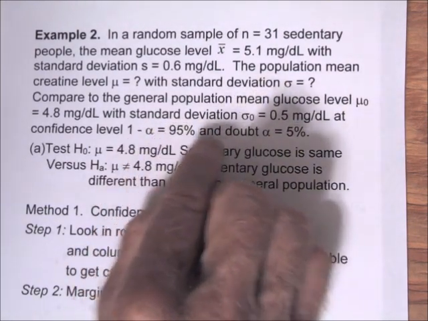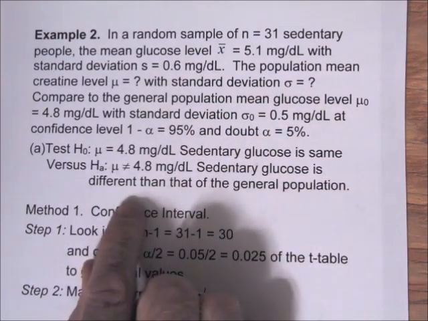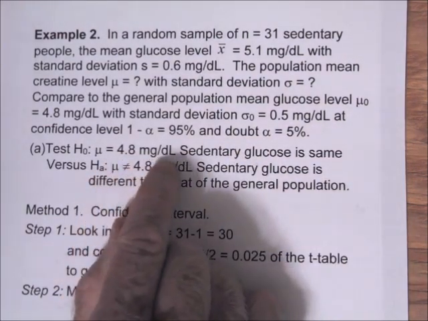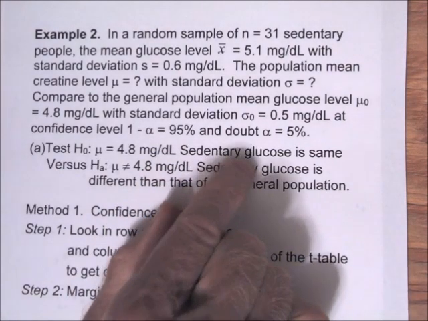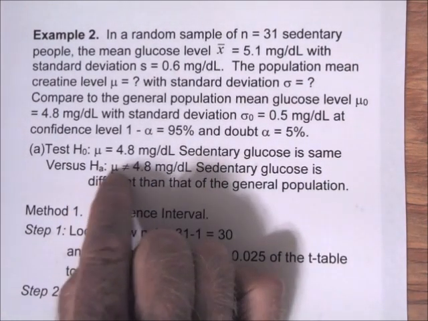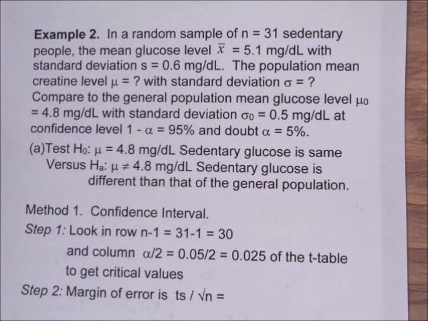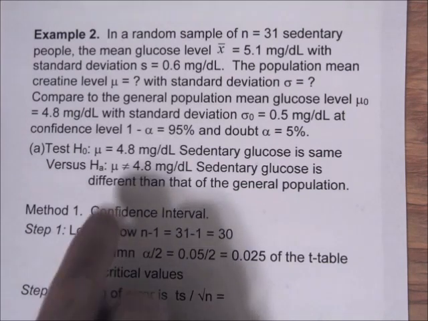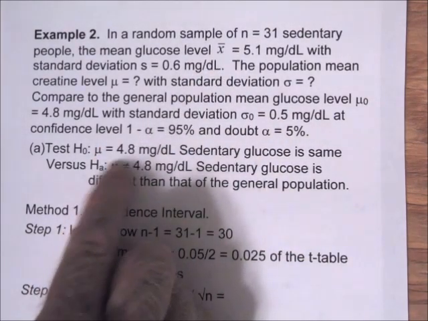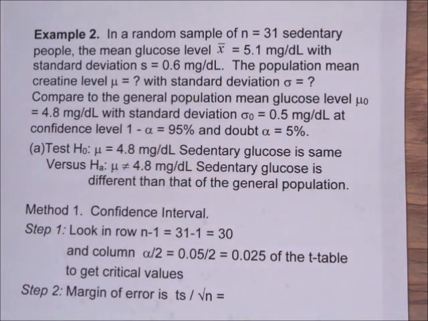We'd like 95% confidence, 5% doubt. So in symbols, we're testing H naught, mu equal 4.8 milligrams per deciliter. Sedentary glucose is the same, versus alternative HA, mu not equal to 4.8 milligrams per deciliter. Sedentary glucose is different. Now the sample sedentary glucose was 5.1. That is different than 4.8, but that might have happened by chance. The question is how strong is the evidence that the population mean is actually different than that of the general population.